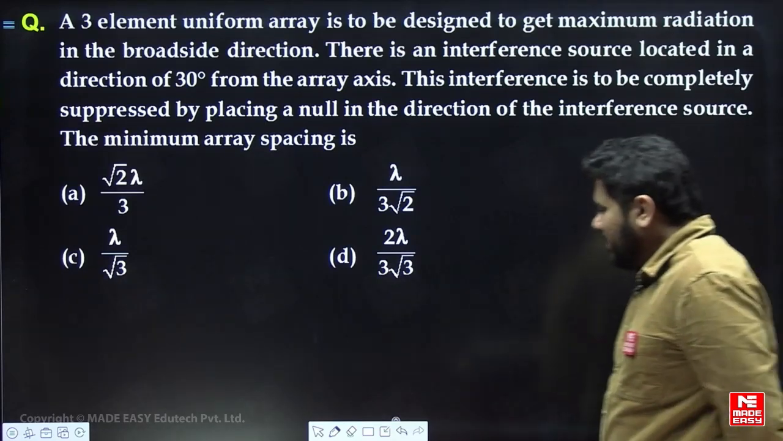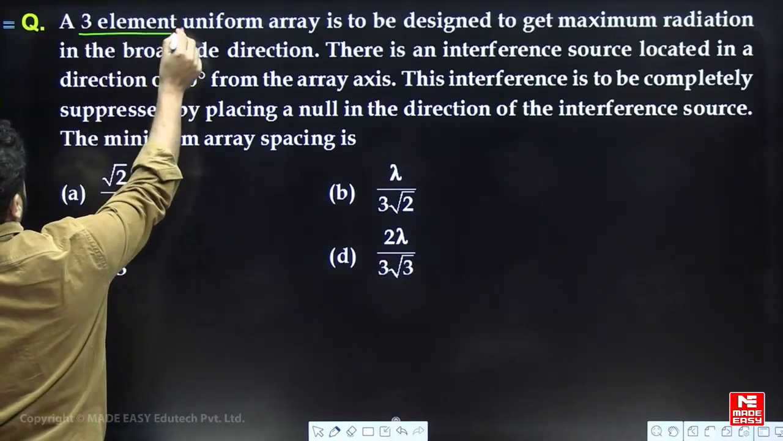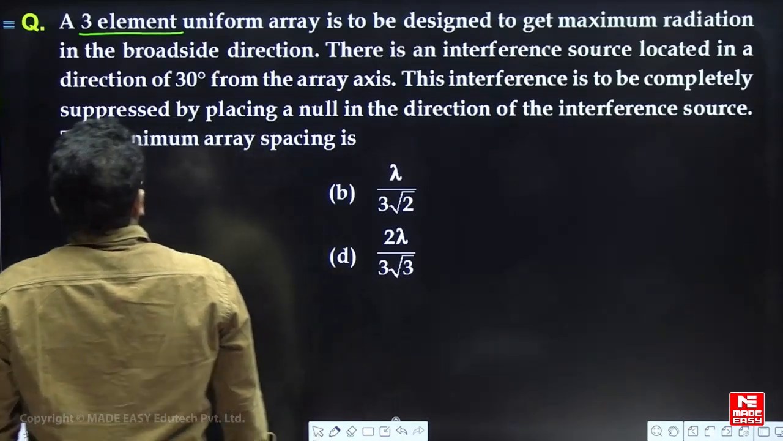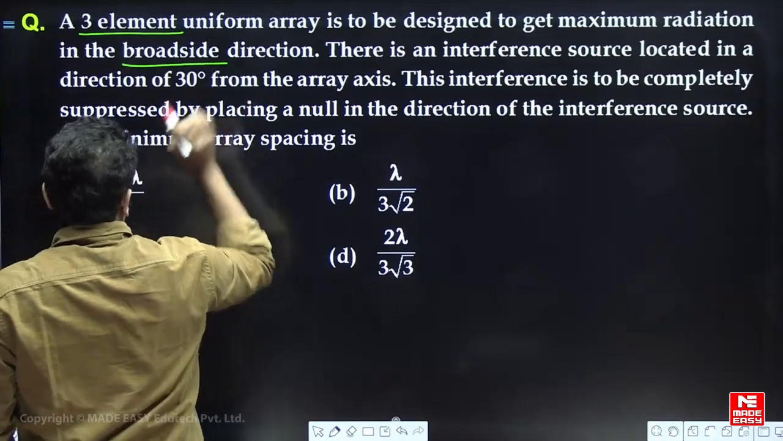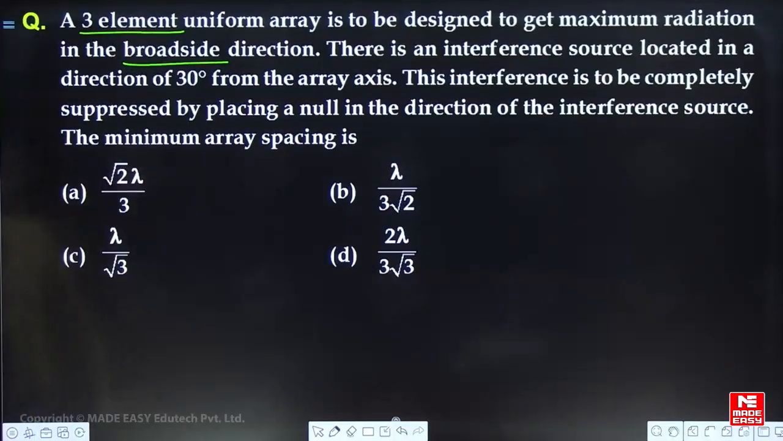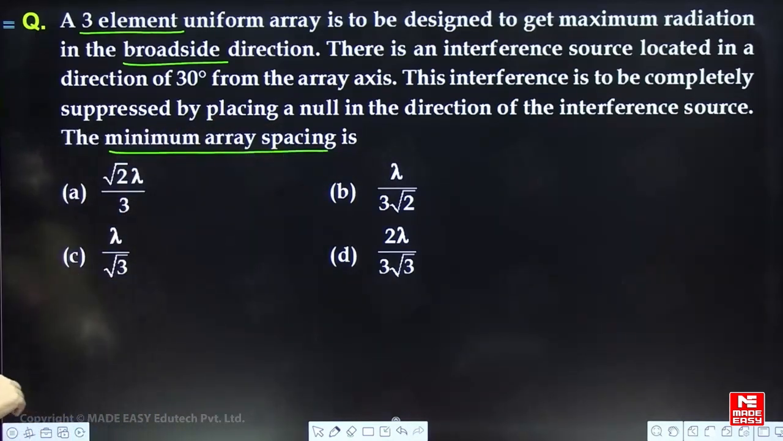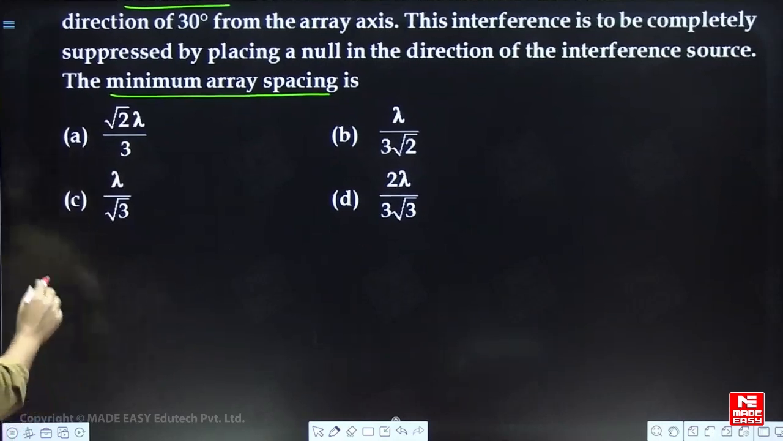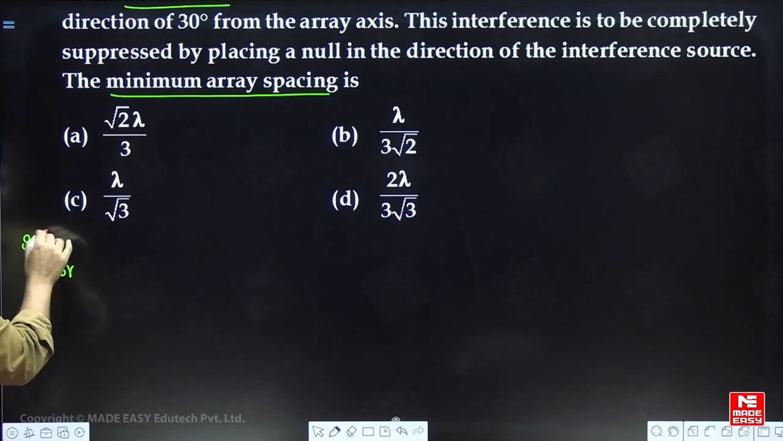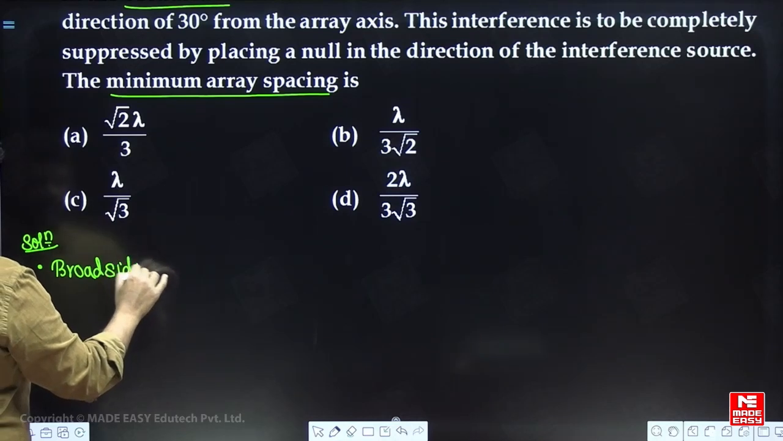Right. So how many elements are given? You can see that there are 3 elements. Correct? Fine. And this is your broadside direction. That means this is a broadside array, right? Okay. So they are asking what is the minimum array spacing. That means if there are 3 elements, what should be the minimum array spacing, right? Now we know that in the question they are saying that it is your broadside array, isn't it? Which type of array? It is your broadside array.